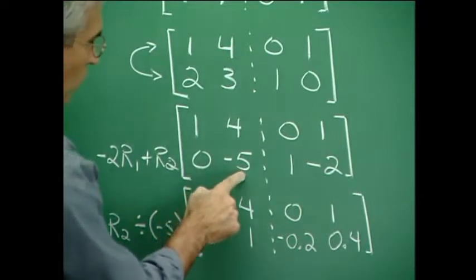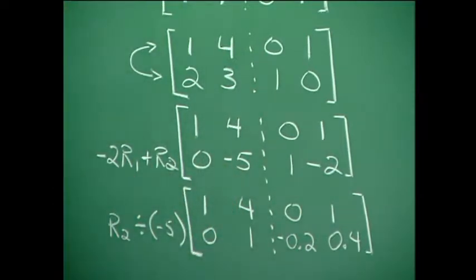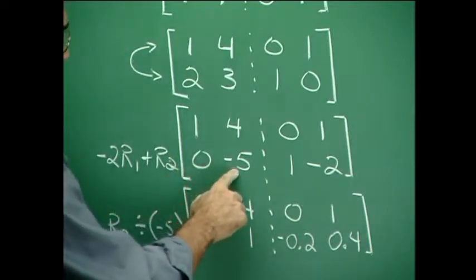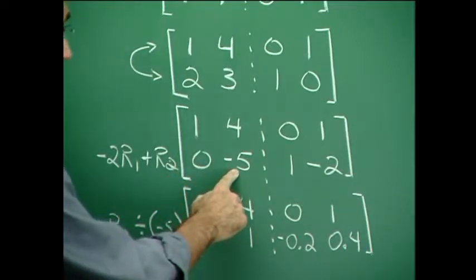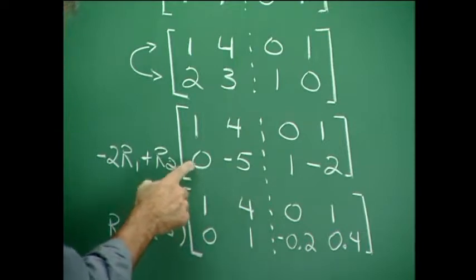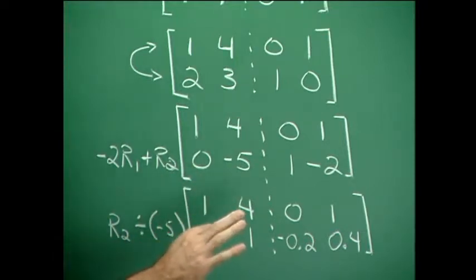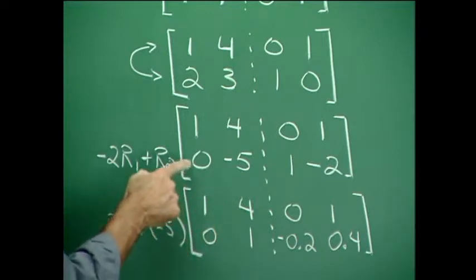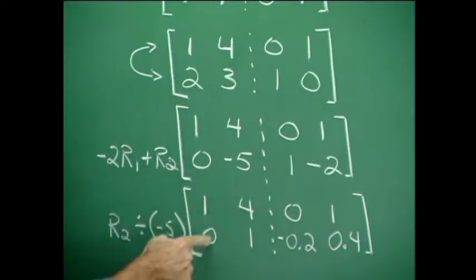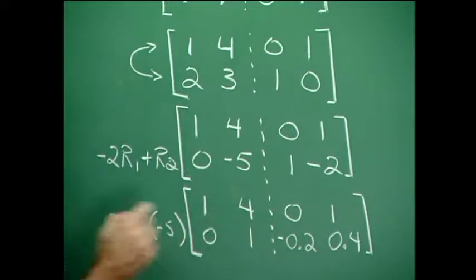Now I'd like to cause a 1 to occur here. There are a couple of ways of doing that, but I think the safest thing to do is to divide through by -5. So I'll just take row 2 and divide by -5. Now it creates some fractions here, but it's really not a big deal. Divide this by -5, we get 0. Divide this by -5, we get 1 as expected.